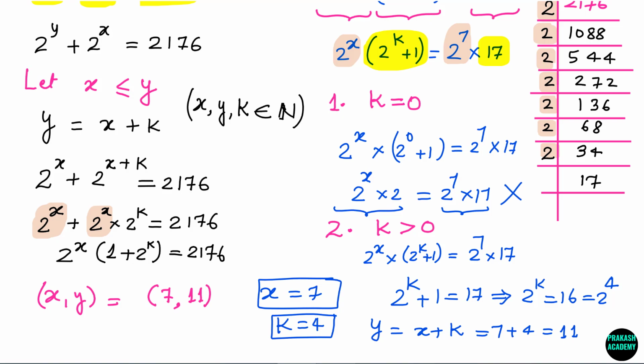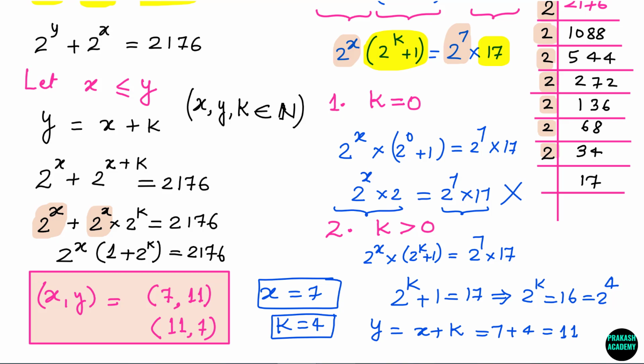But now we have made an assumption, that is x is less than y. If I don't make this assumption or I make the reverse assumption, I will get the same set of solutions. Only thing is I will have 11 and 7. If you solve this all, you will find 11 and 7 as solution. So for this problem you have two sets of solution or two pairs of solution. One is 7 and 11, another is 11 and 7.